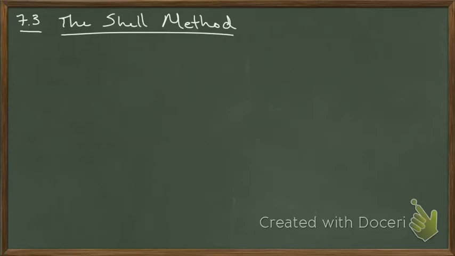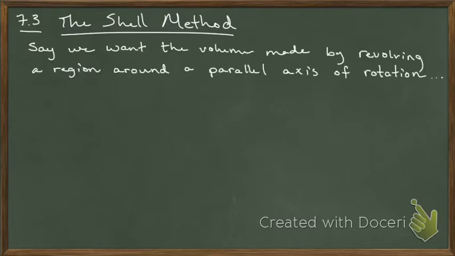In this video, we take a look at what we call the shell method. Where this comes into play is, let's say we want to find the volume made by revolving a region around a parallel axis of rotation. And the key idea here is that we have a parallel axis of rotation. This is when the shell method is going to come into play.